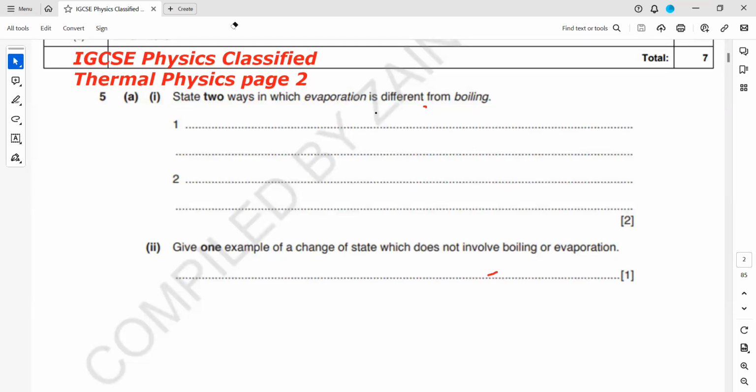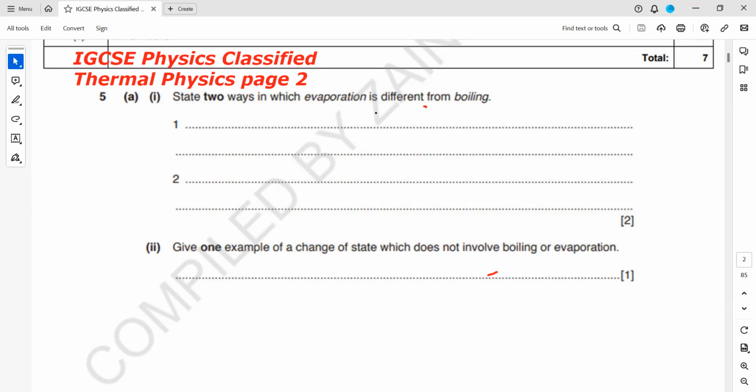Page 2 now, the second part. State two ways in which evaporation is different from boiling. You can also use the chat. You can also use your mic, or you can also type in the available space here how evaporation is different from boiling.